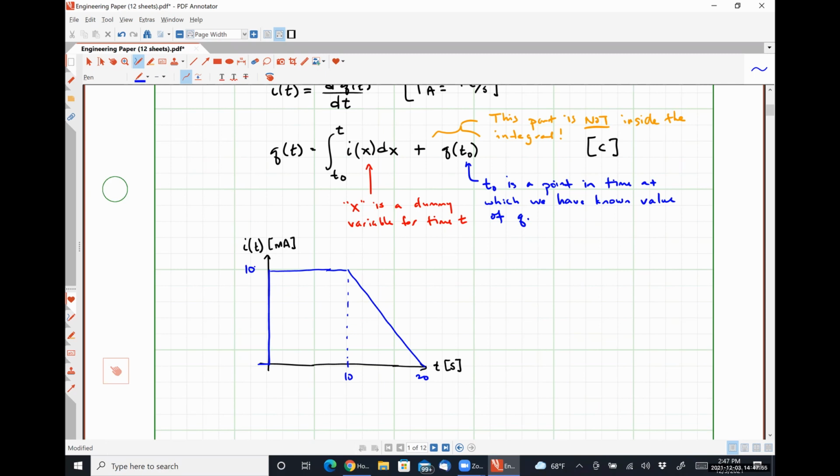All right, so what we could do is develop a piecewise expression for the current flowing through our element of interest here. Oh, and one last thing, I want to say that Q at t is equal to 0 is equal to negative 25 millicoulombs. So this will give us some initial condition that we need to account for. Okay.